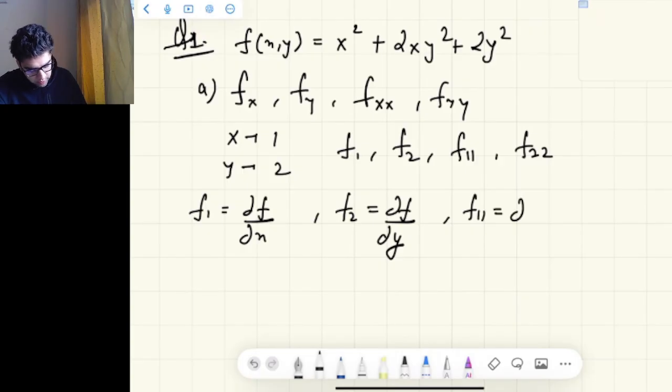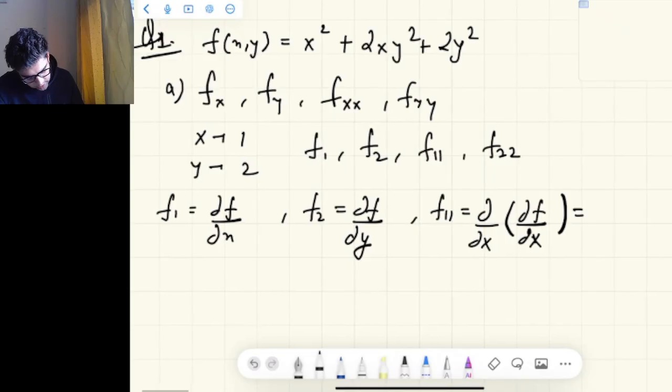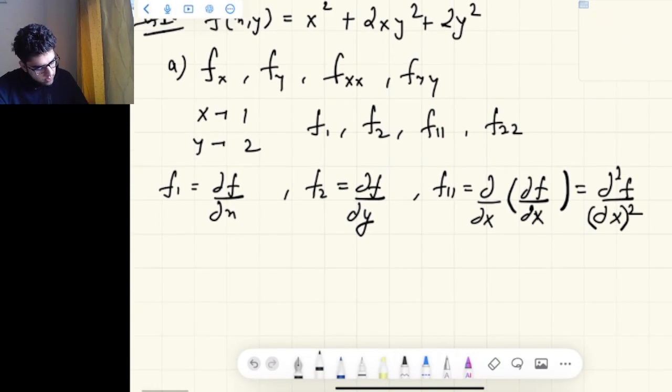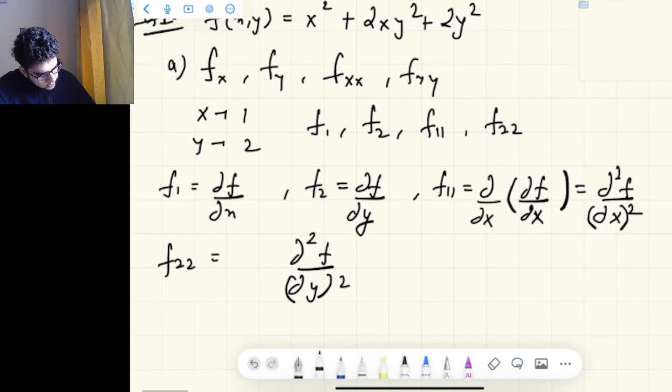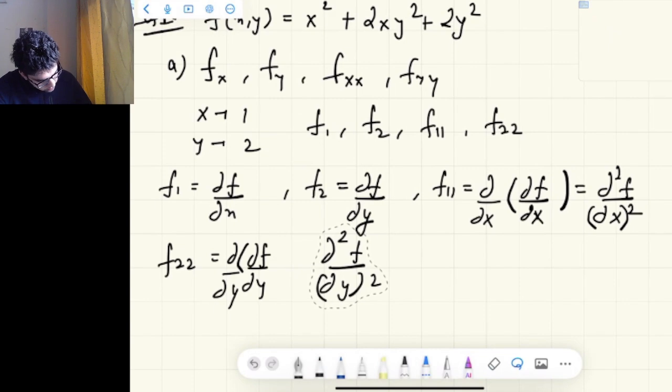f11 is the second order partial derivative of f with respect to x, which is basically del by del x of del f by del x. So the partial derivative of this function can also be written as del square f by del x whole square, right? And f22 is similarly del square f by del y whole square, which, if I write it again, is exactly equal to del by del y of del f by del y.